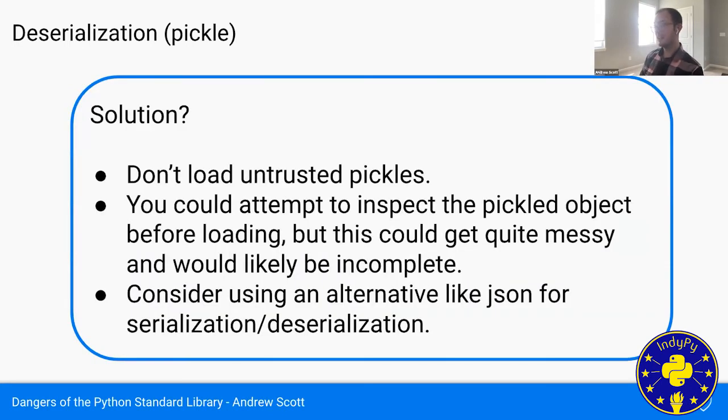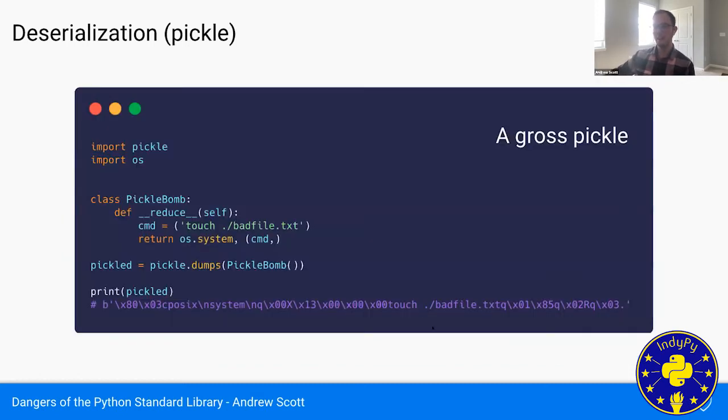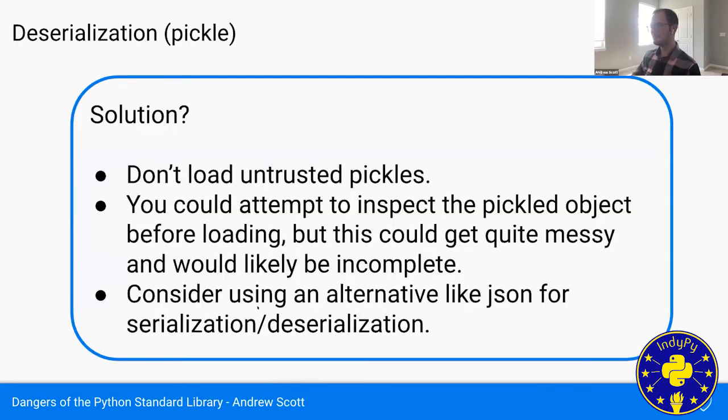So what do we do about this? Basically, just don't load untrusted pickles. So don't eat bad pickles you find on the internet. Yeah, that is what it comes down to. You could attempt to inspect the pickled objects before loading, like we saw on the last screen. You could try to parse this and figure out if there's anything bad in there. That's probably not the best approach though, just because it's going to get quite messy. Any solution is likely to be incomplete.